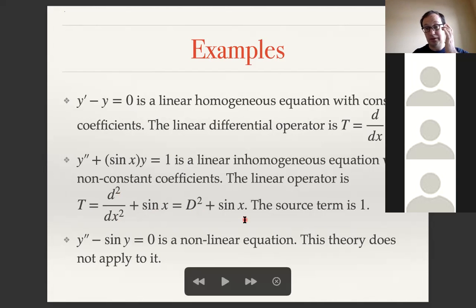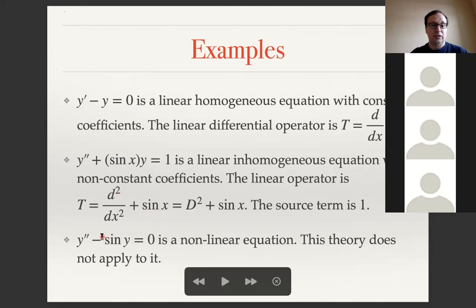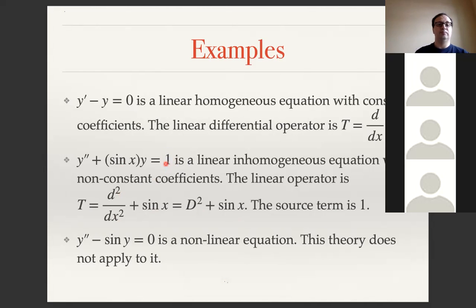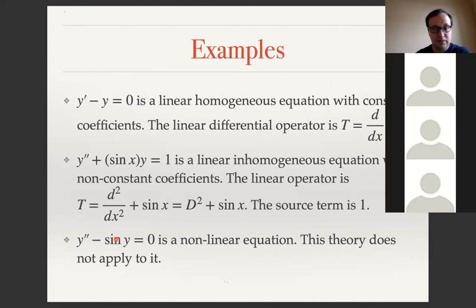But as we notice, it doesn't really have to be linear in x at all. I mean, sine is a very nonlinear function. The only thing that matters is that it's linear in y and its derivatives. And 1 here, on the right-hand side of the equation, is the source term. And y'' - sin y = 0, with sin y instead of sin(x) y, is a nonlinear equation, because a nonlinearity involving y and its derivatives makes the equation nonlinear, whereas for x, the equation is still linear.